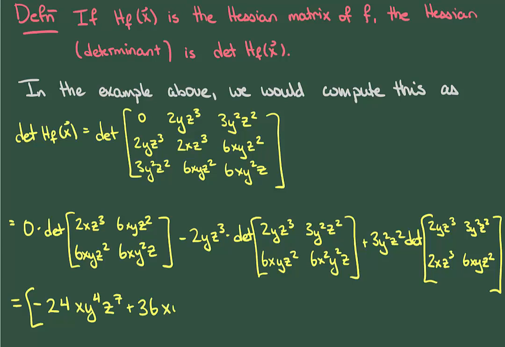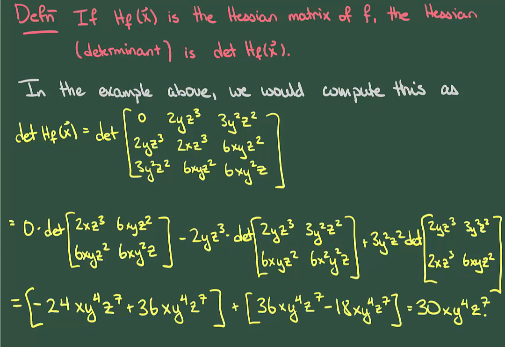But something nice happens here, and every term ends up being of the form x y to the 4, z to the 7, so simplifying gives us this. So the Hessian matrix is going to be our correct notion of the second derivative of a multivariable function.